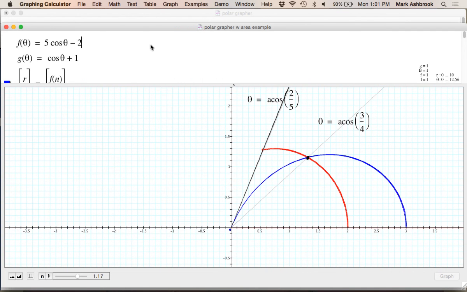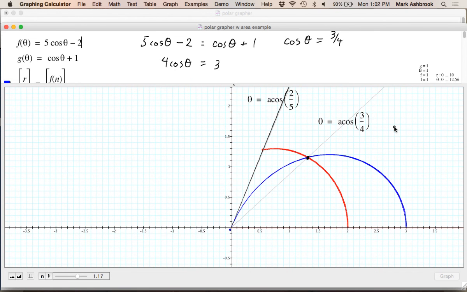So we're going to set the r's equal, which means 5 cosine theta minus 2 equals cosine theta plus 1. So 4 cosine theta equals 3. Cosine theta equals 3/4. So that's why it's arc cosine of 3/4. Arc cosine of 3/4 is the theta for the intersection point. And then the corresponding R value, the output of either of these functions, is how far from the pole that point is.